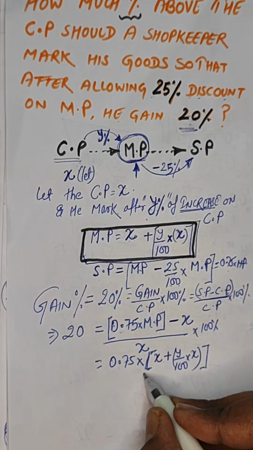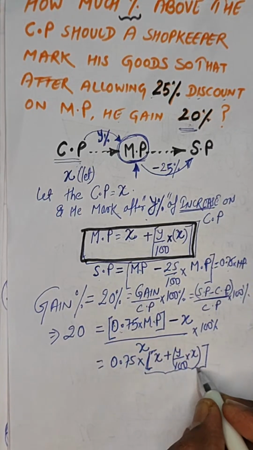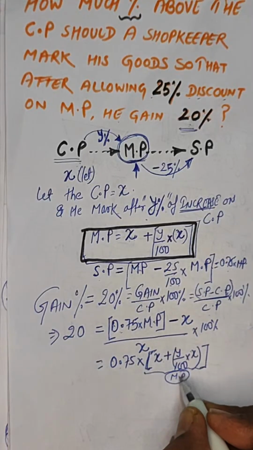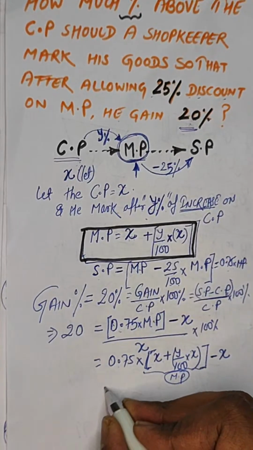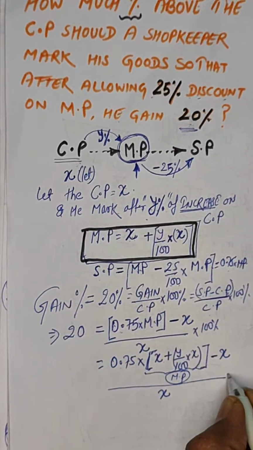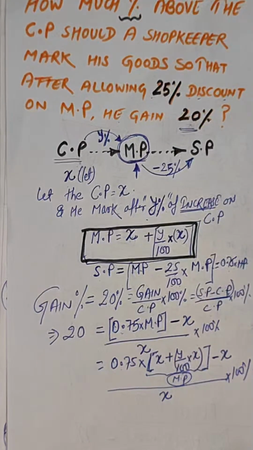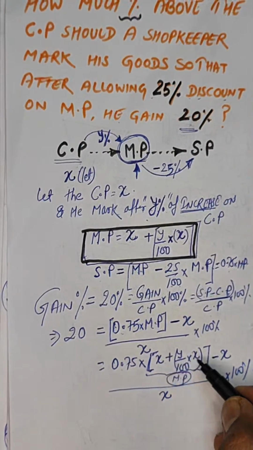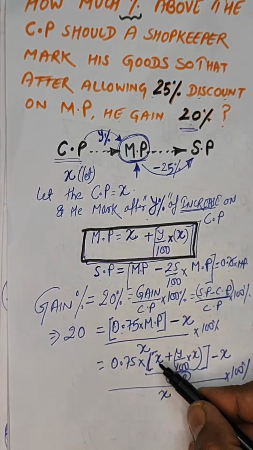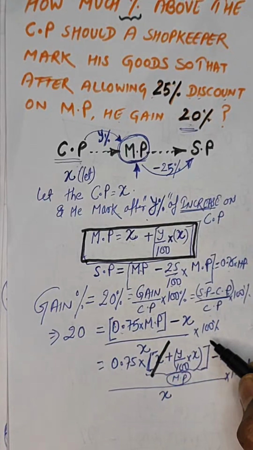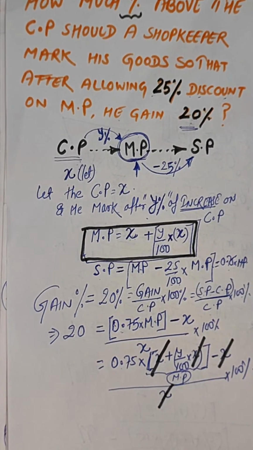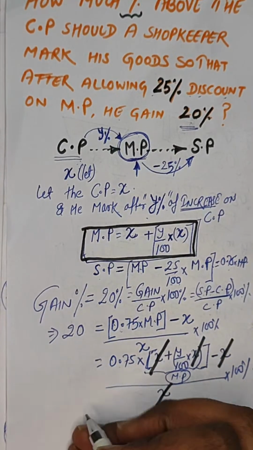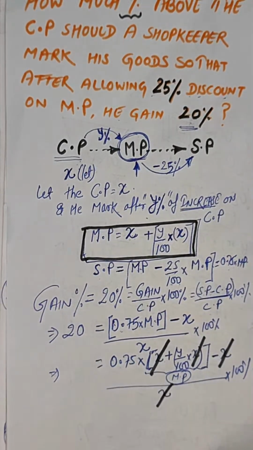So basically this is your mark price, MP, minus X, whole divided by X into 100%. Now my dear friends, you can see X here, X here, X here. In all the three terms X is present. So we can cancel X from the numerator and the denominator, right? X is cancelled. Then on the LHS we already have 20, right?